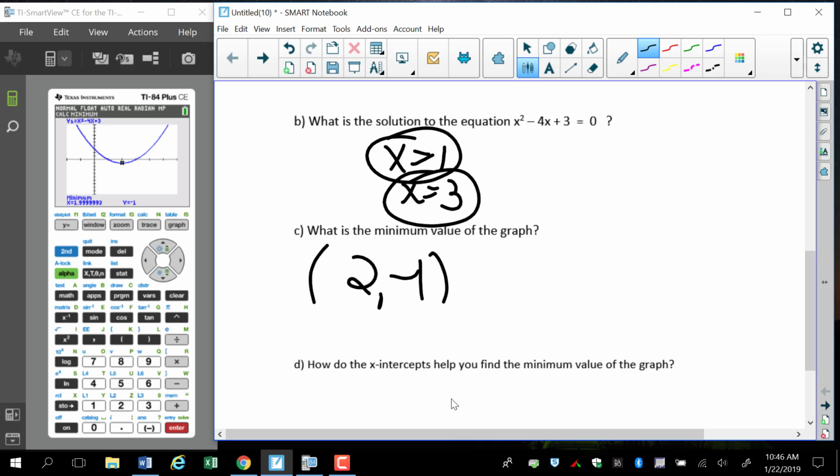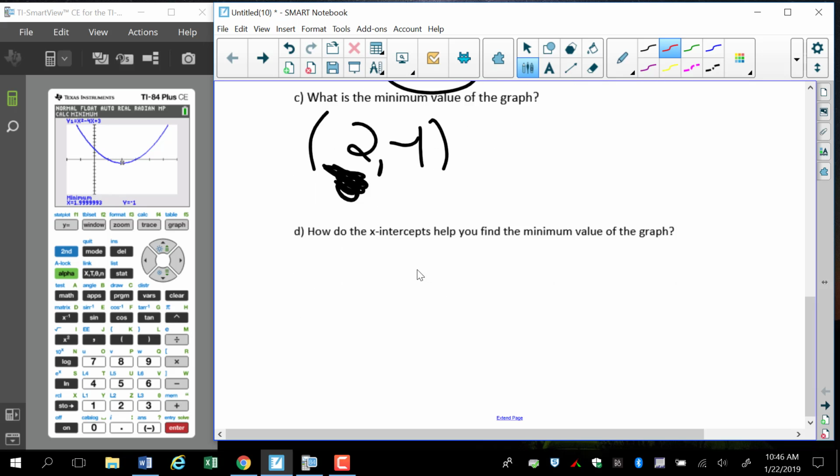How do the intercepts help you find the minimum value? Well, here's what you should notice. See this 2 right here? And notice that's directly between 1 and 3. That really always happens. So if you can find the two solutions where it intersects the axis, right in the middle will be the minimum value of that graph.